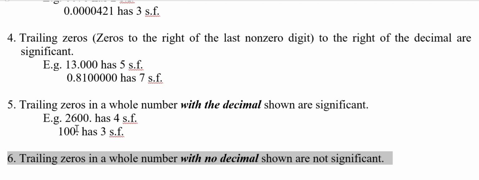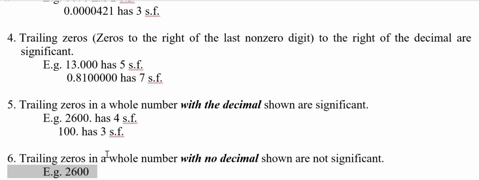So if we take a replica of this number we have, but with no decimal point, the first one is 2600 with no decimal point. This means it has 1, 2 significant figures. We shall not consider these zeros as significant, and the reason is we don't have a decimal point here. So these trailing zeros will not be considered significant. That means this has 2 significant figures.